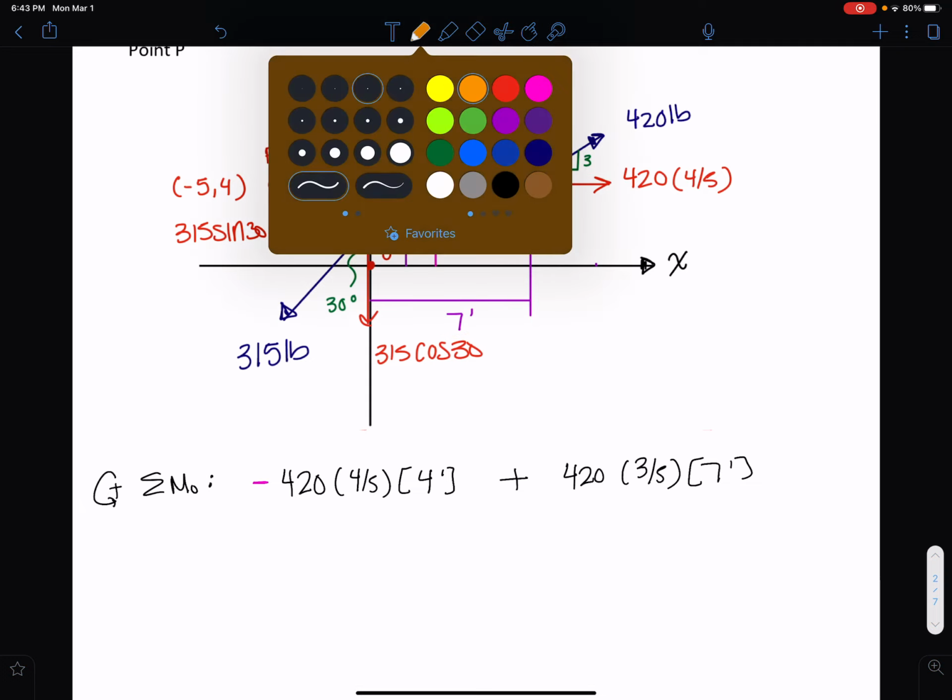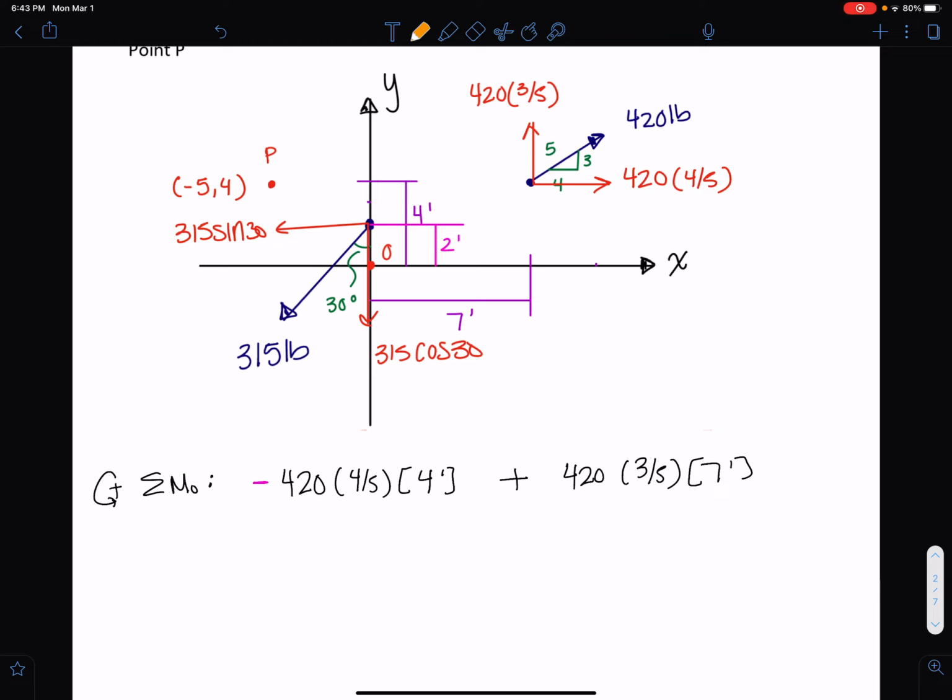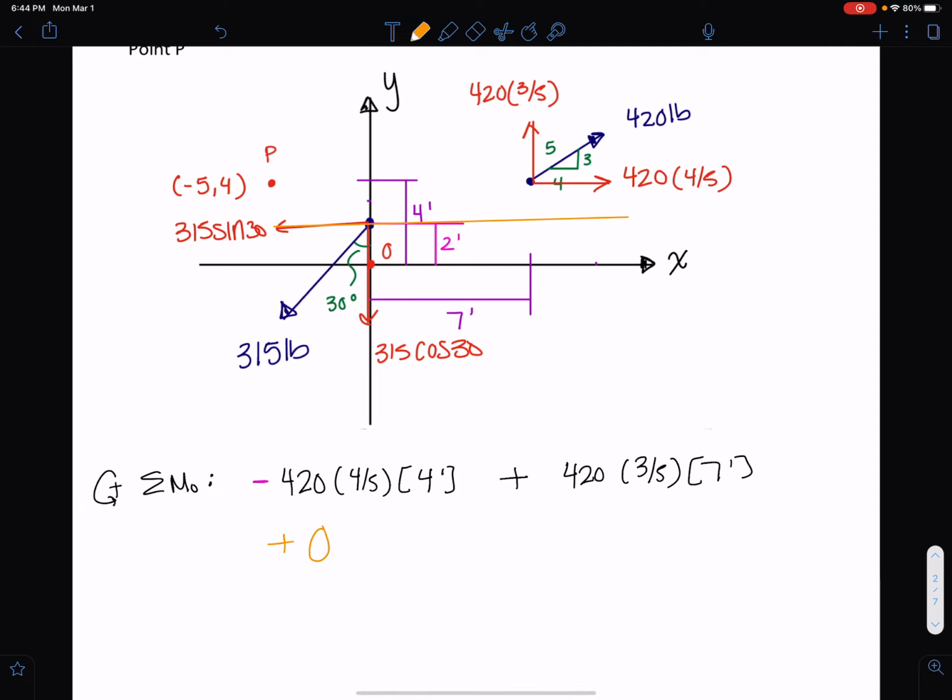Next one. I have the 315 cosine 30. Here is a line through the line of action of that force. It acts 0 distance away, so plus 0. And the last one we have, 315 sine 30. Here is my line through the line of action. The distance to O is 2 feet, so 315, and I'm going to subtract this because it's clockwise.